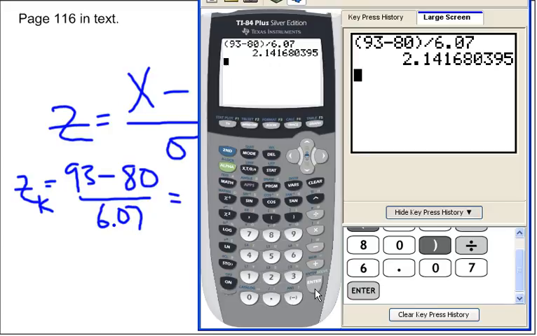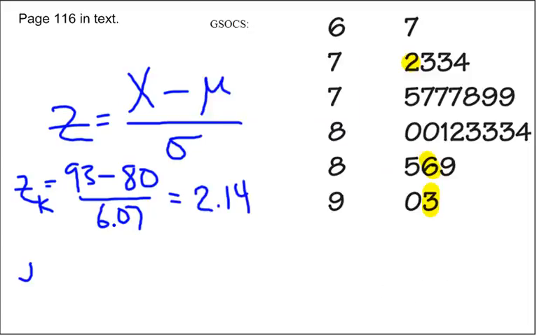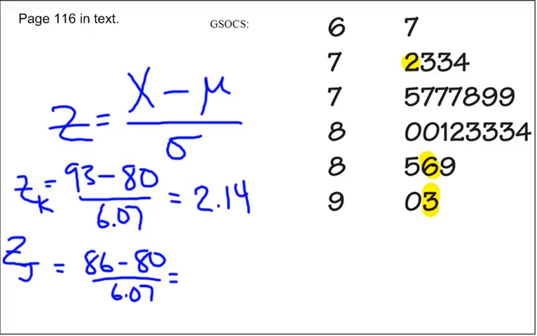So that's real good. And we'll see how good later when we get to the empirical rule, but that's an impressive score. The middle score was for Jenny. So her z-score is going to be 86 minus 80 over 6.07, which comes out to 0.99, so basically 1 standard deviation.